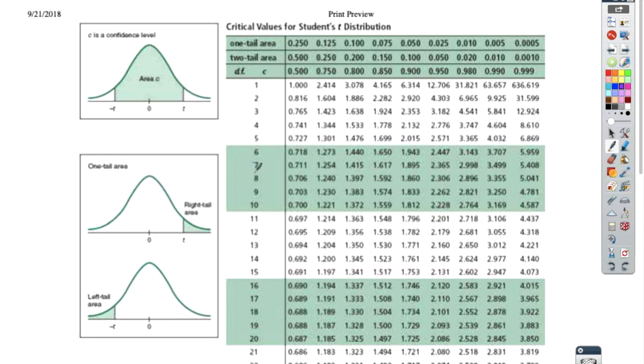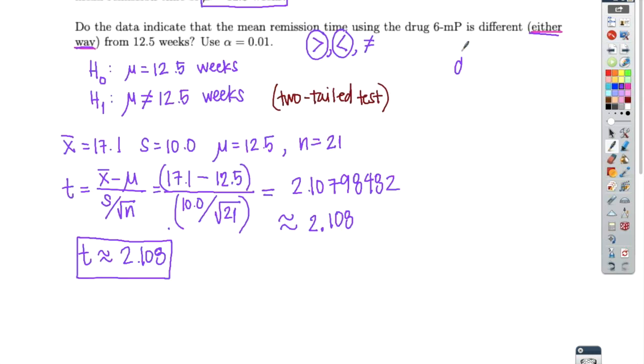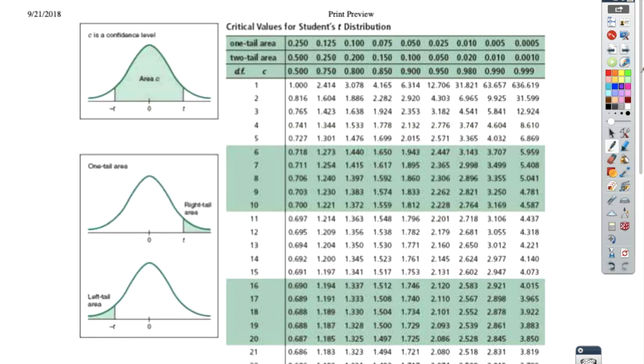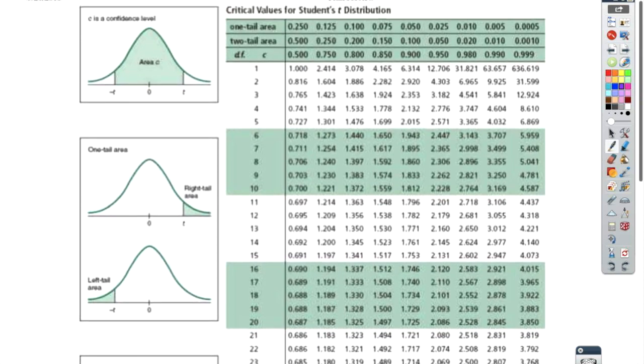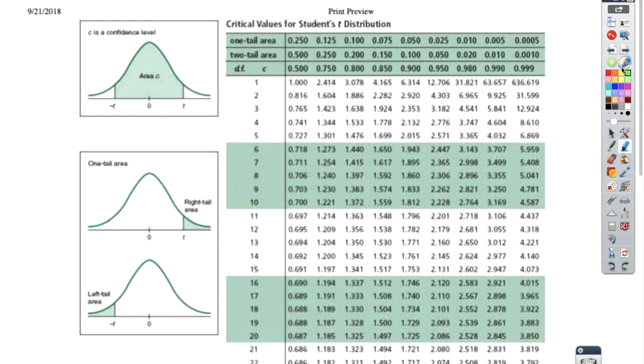So remember, everything here is based on the degrees of freedom. The degrees of freedom is just defined as the sample size minus 1. So in our case, because the sample size is 21, that tells us the degrees of freedom that I'm going to be focused on in the table is 20. So going back to my table, I'm going to look at this row only.